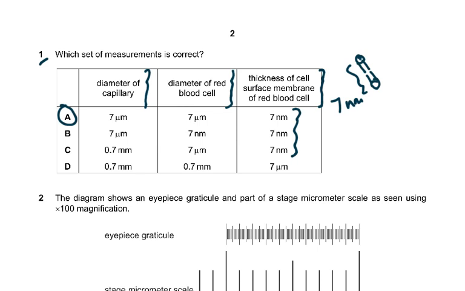So now you can see why the answer is A, because the diameter of the capillary is 7 micrometers, and the diameter of the red blood cell is also 7 micrometers, and the thickness of the cell membrane is 7 nanometers.